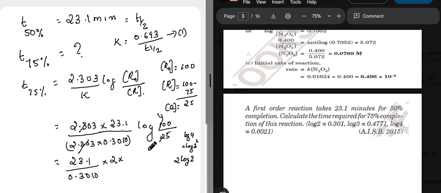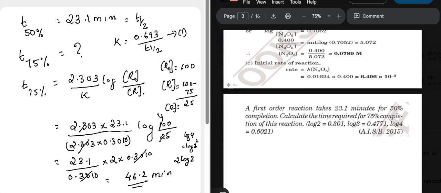Log 2's value is again 0.3010. So this 0.3010 and this we can cancel. So 23.1 into 2, it will be 46.2 minutes. The advantage of doing it this way is, since they didn't ask for the K value directly, you don't have to calculate and show a value over here. When I'm substituting this directly here, too much time can be saved for the calculation.